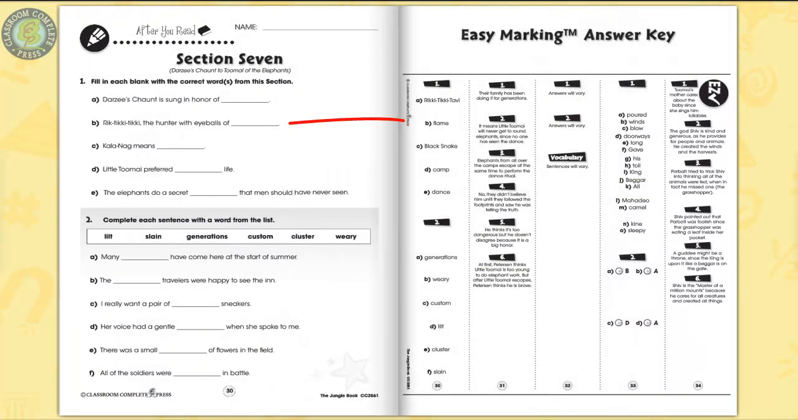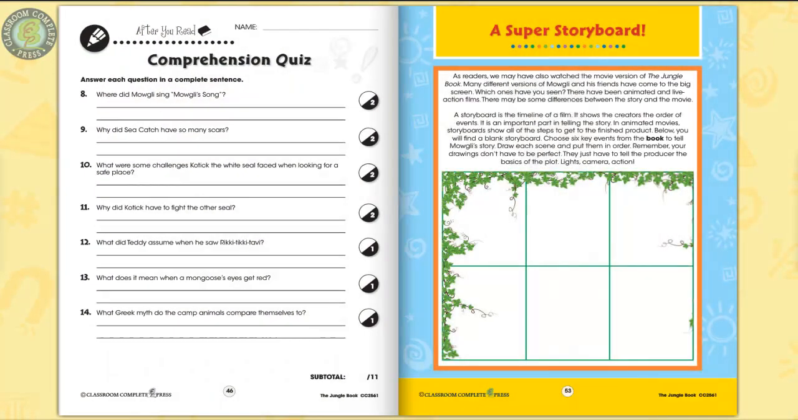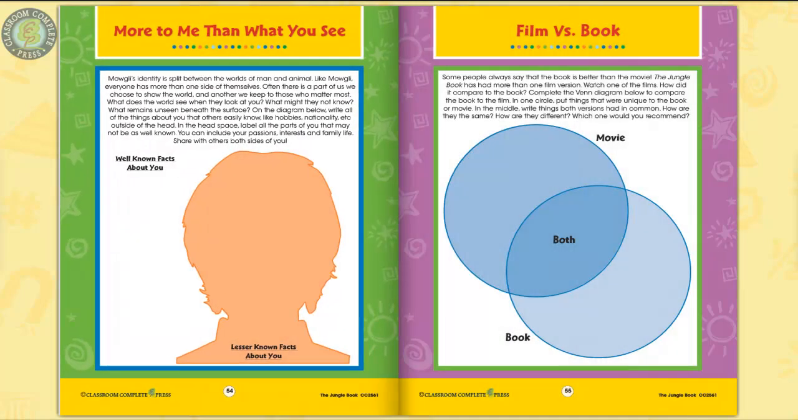The easy marking answer key works by lining up perfectly with the matching question pages. 3 color posters, which are graphic organizers, complete the resource. Compare what's known about you and your inner thoughts with a graphic organizer.